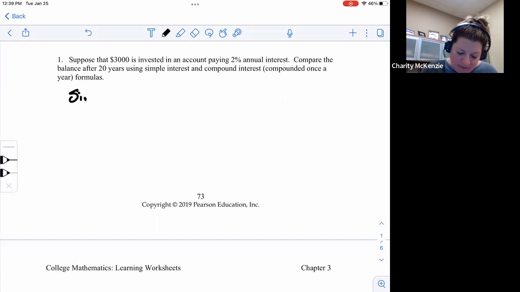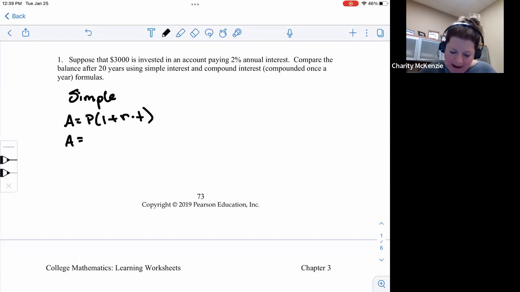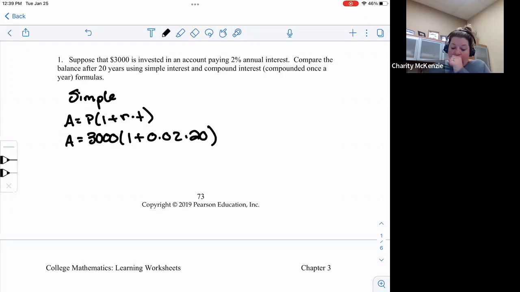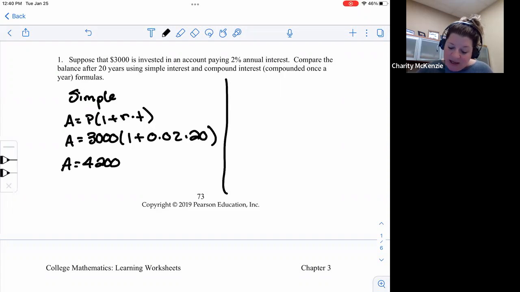So simple comes from the section before. So we know that we would have A equals our principal times 1 plus the rate times time. And for this one, our future value is always A, would be $3,000 times 1 plus our rate of 2% times time, 20 years. Excuse me. So I'll calculate this out. 3,000 times 1 plus 0.02 times 20. Into my parenthesis, I get the future value is $4,200. So that's simple. Now let's do compounded continuous. I mean, not continuous. Compounded.